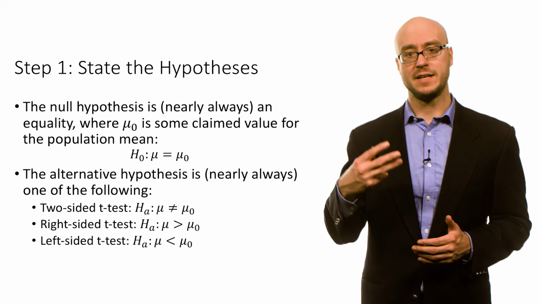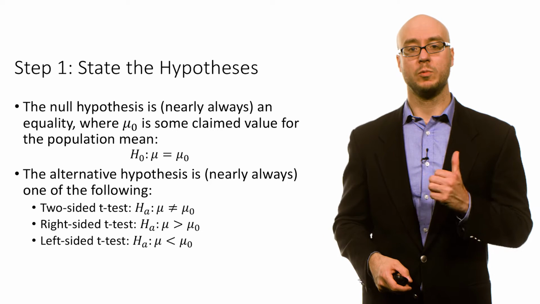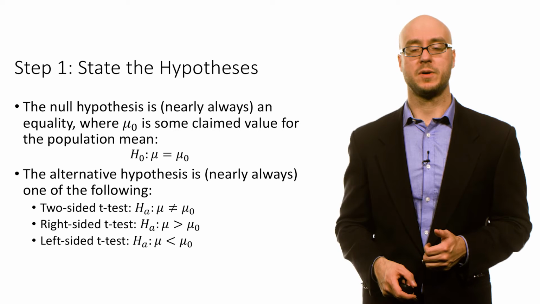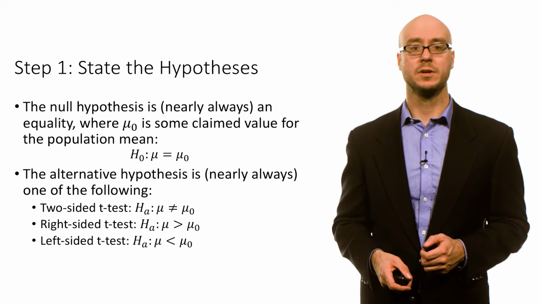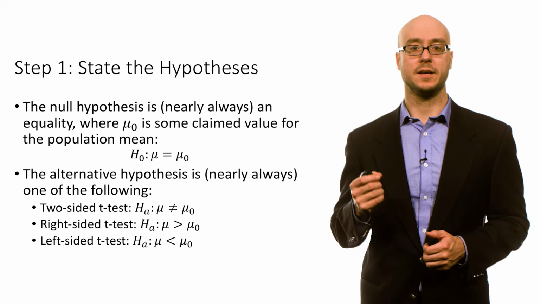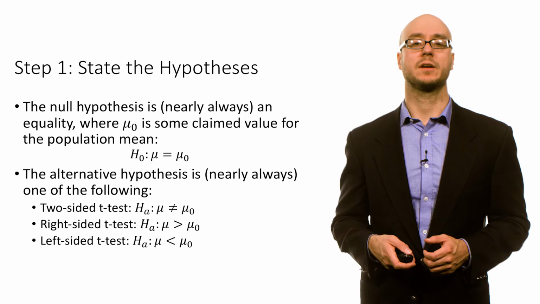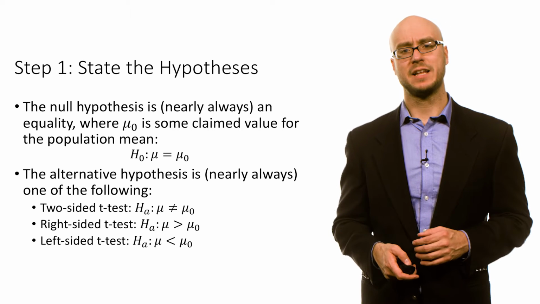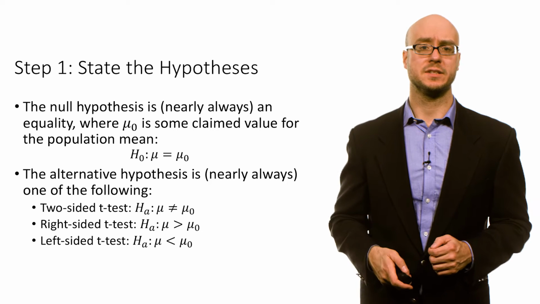Then the alternative has three versions. We can have a two-sided t-test, which is that the population mean does not equal that claimed value. A right-sided test is that the population mean is greater than the claimed value under the null. And then the left-sided test is that the population mean is less than the claimed value.